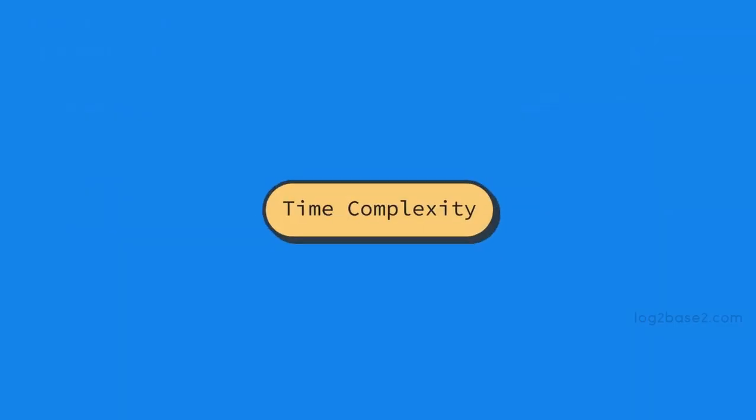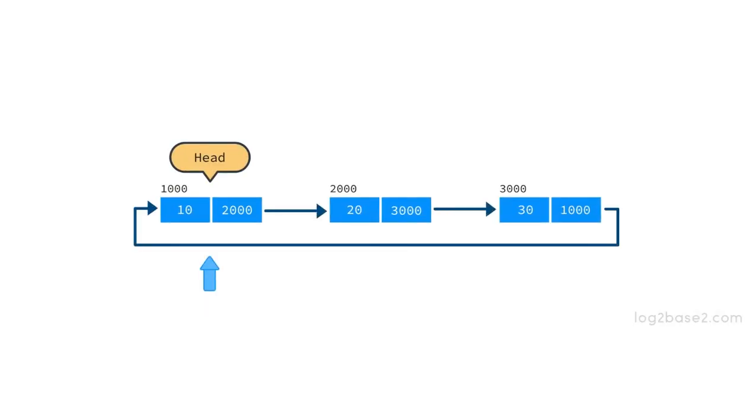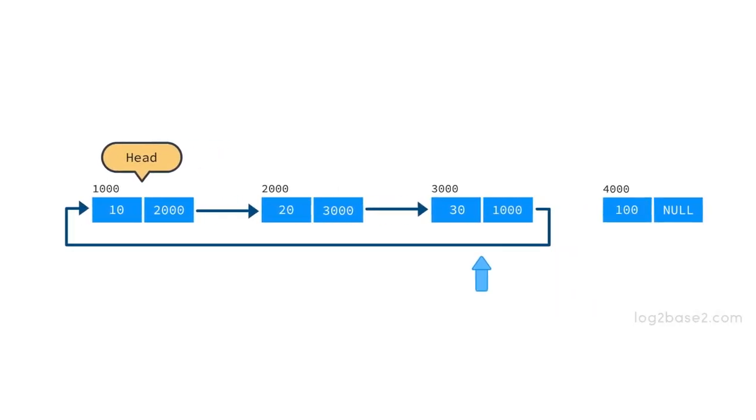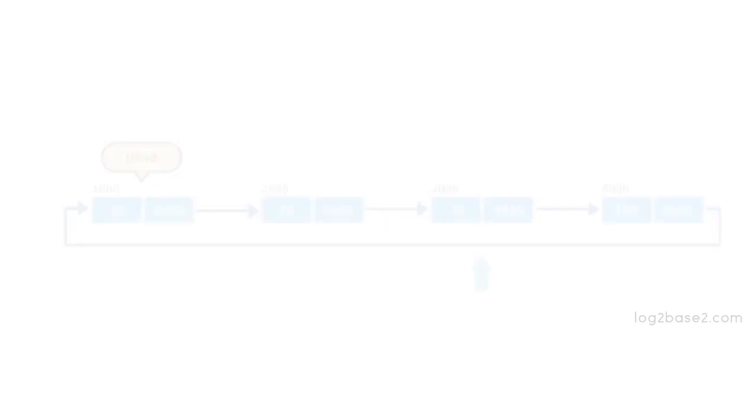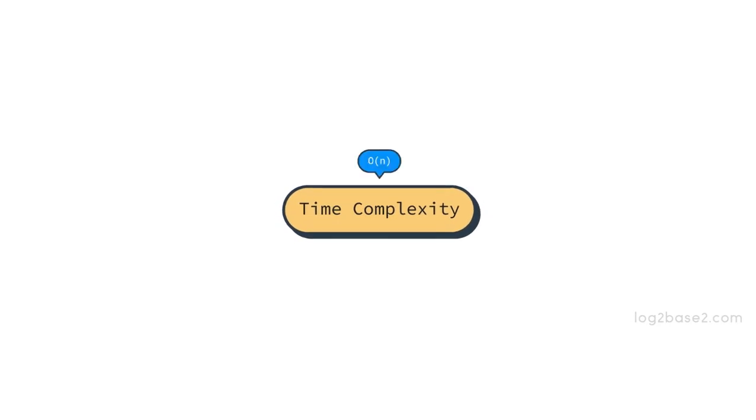Now let us discuss about the time complexity. We need to traverse the entire list to find the last node. Then only the new node can be inserted after this last node. So the time complexity of this whole operation will be order of n.